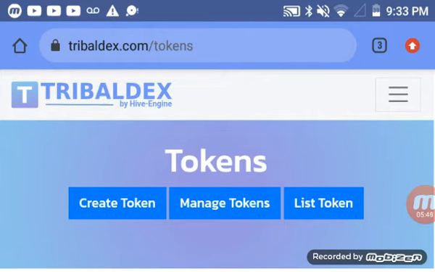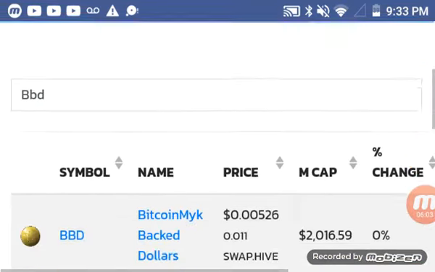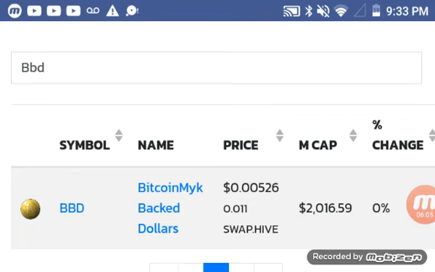Okay, so this is probably going to be one of the best places to trade the BBD coin first, and that's on Tribal Dex. You're going to get the most activity here and the most value. So tribaldex.com. Looking at the BBD coin on Tribal Dex at this point in time. And so you're going to need your Hive wallet, that you're going to get for free.